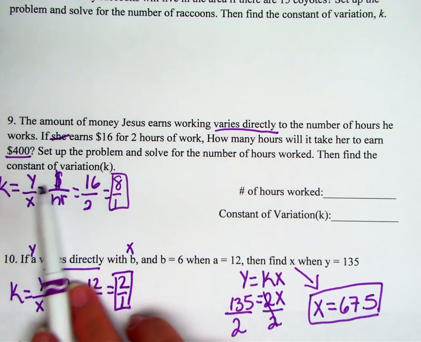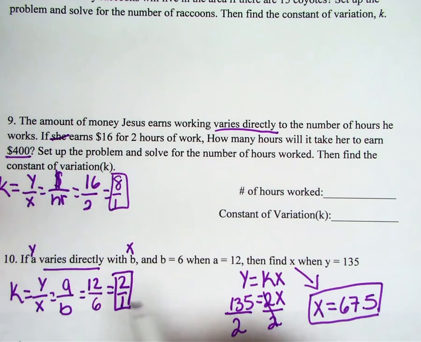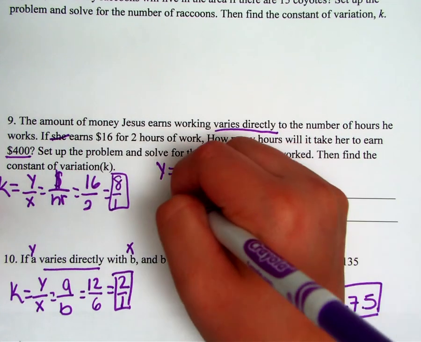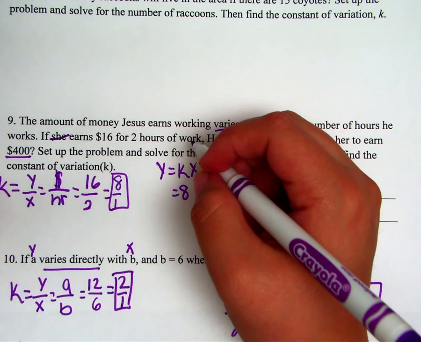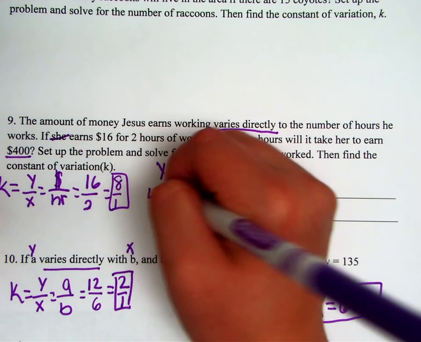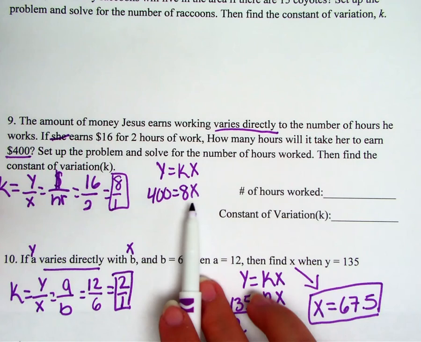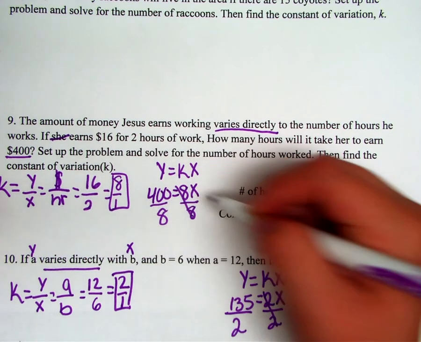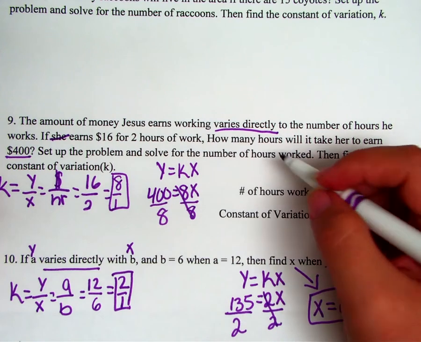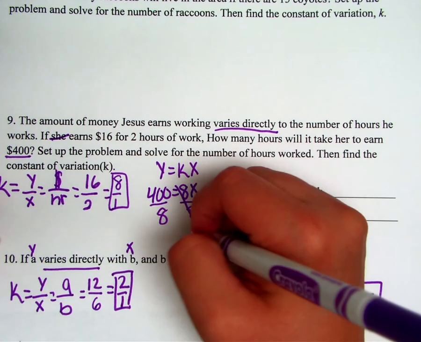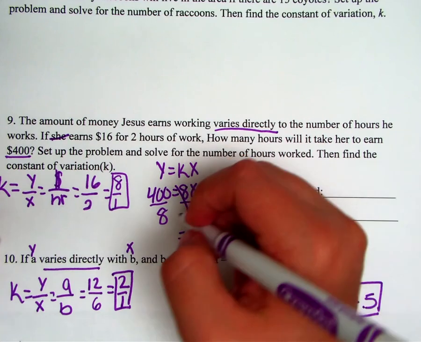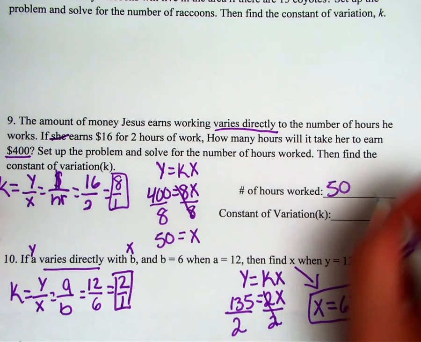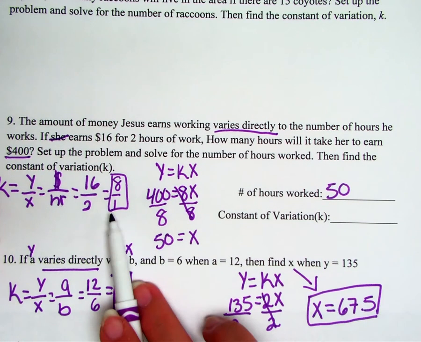So they're giving us a money amount, they're giving us our Y. So we're going to write it in our Y equals KX formula because we know K is now 8 and Y is now 400. We're looking for X, how many hours? So we're going to divide by 8 on both sides so we can get X by itself. And when we do that, we're going to get X is equal to 50. So that's 50 hours, and they asked us for our constant, and we found that earlier. That was 8.